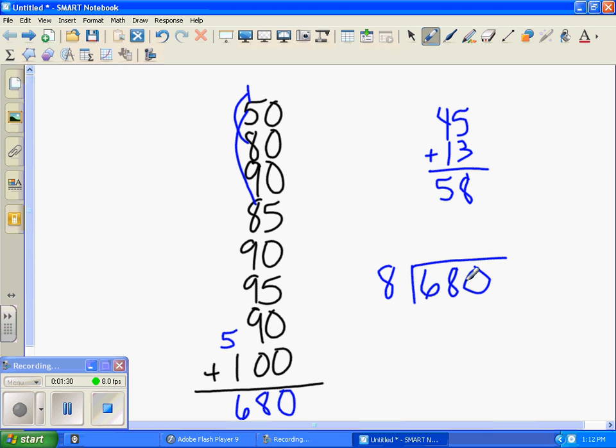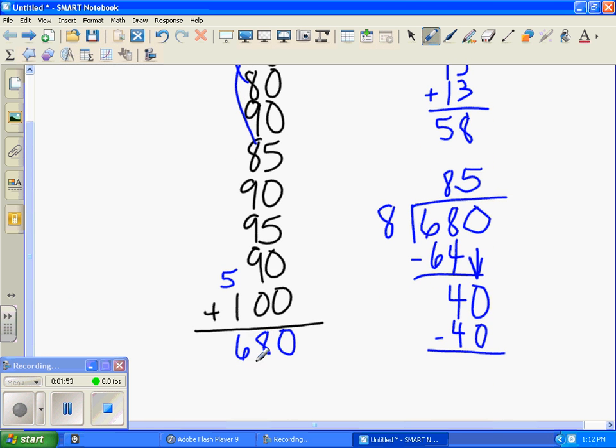So I'm going to take 680 divided by those 8 scores. How many groups of 8 can I get out of 6? 0. How many can I get out of 68 without going over? 8, because 8 times 8 is 64. Subtract, bring down. How many groups of 8 can I get out of 40? 5, because 5 times 8 is 40. And so there's nothing left to bring down. I know my problem is finished. So 85 is our mean. You could also call that the average, okay? And there's the abbreviation for average.